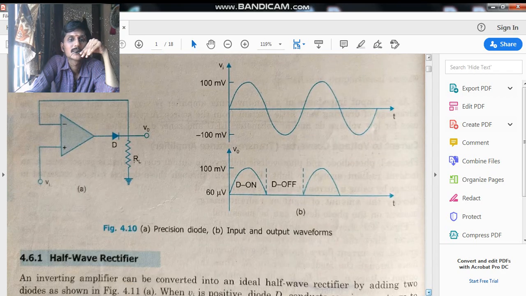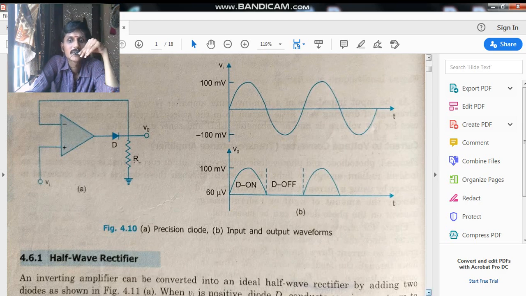So in the precision diode, when will the diode be on? When VA is higher, the diode will be in the on state. During the on state, it will be in forward bias condition. The diode will be in the off state when VA is lesser. So it goes to the negative half cycle, and in that negative half cycle the diode will be in the off state. This is called a precision diode.